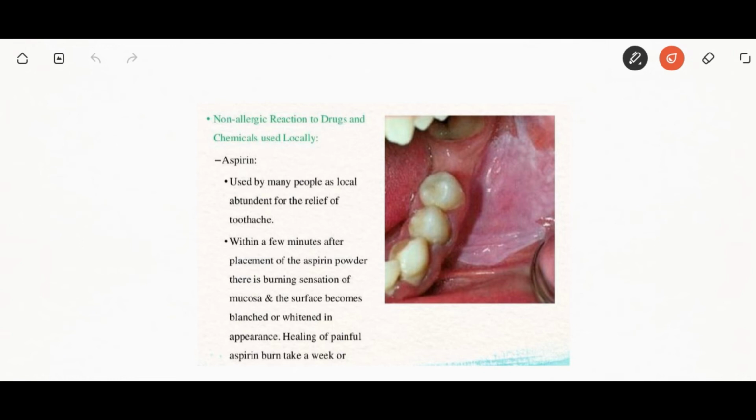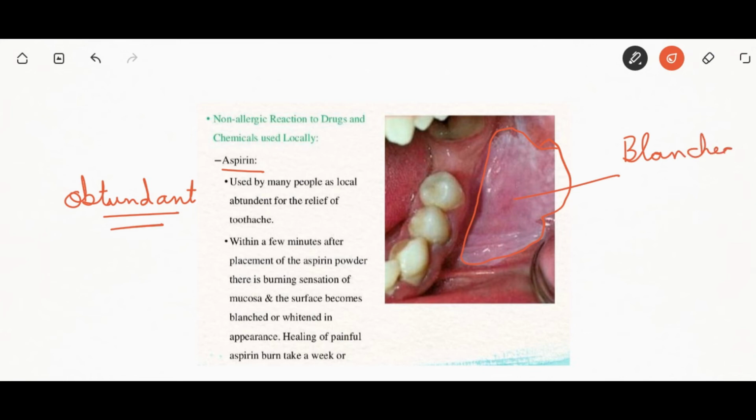The first is aspirin. Aspirin is a local obtundant that is mistakenly used by many patients for the relief of their toothache, but it is harmful to the oral mucosa if applied locally. Within a few minutes the patient will notice a burning sensation of the mucosa, and the surface will become blanched, that is, whitish in appearance.